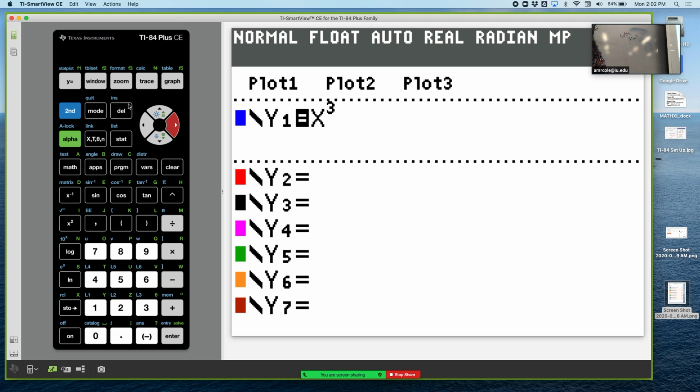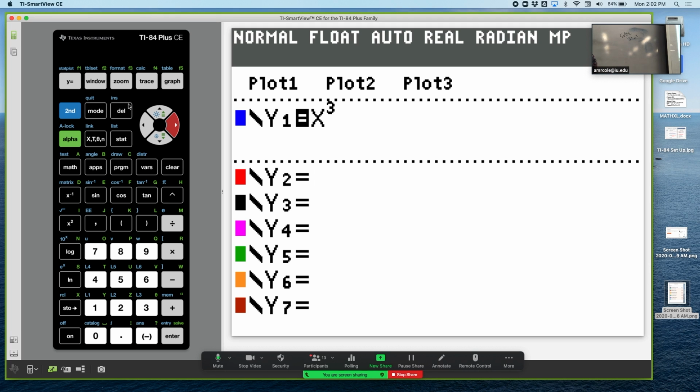Now, the last window we used had weird window settings, right? We don't want weird window settings. We want just a standard window.